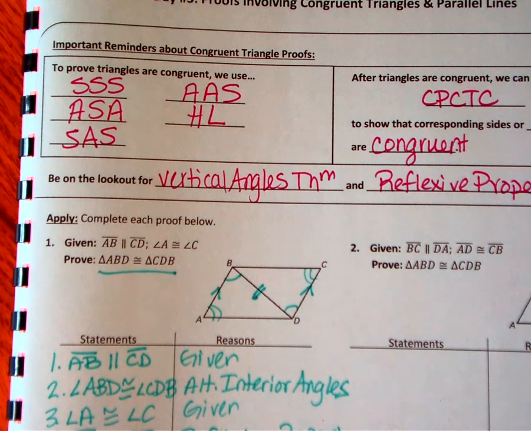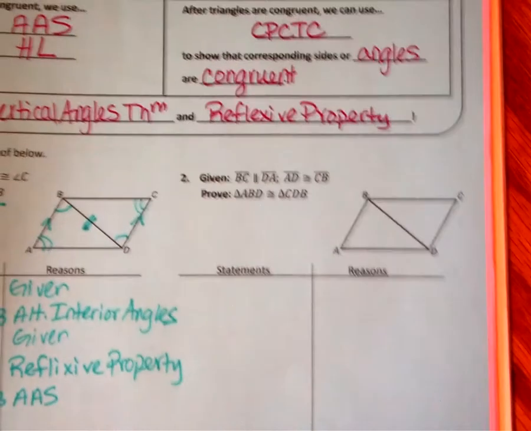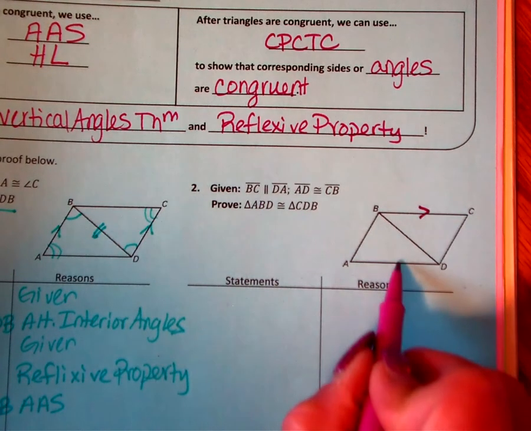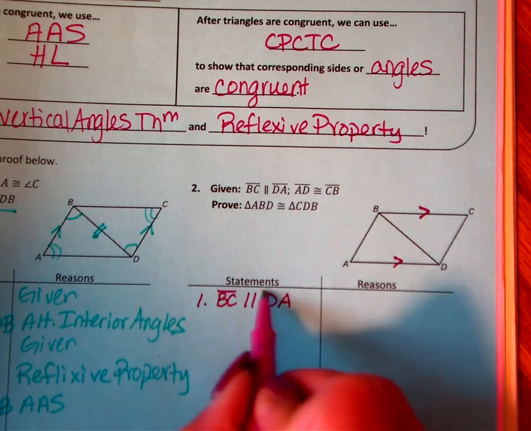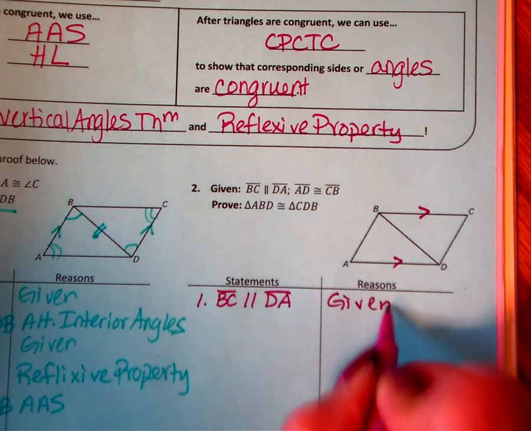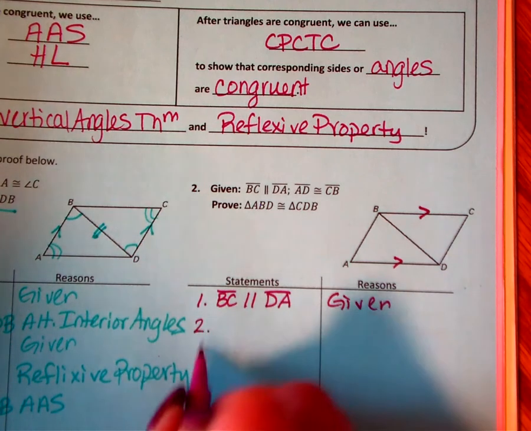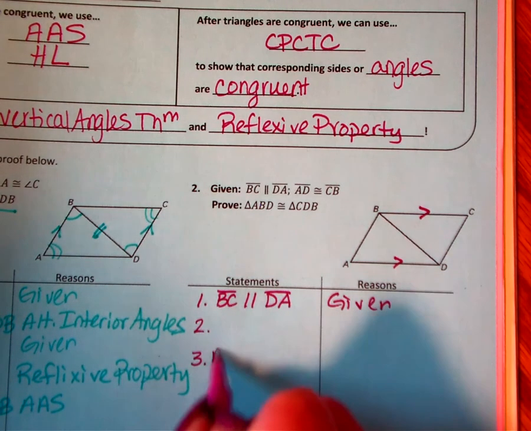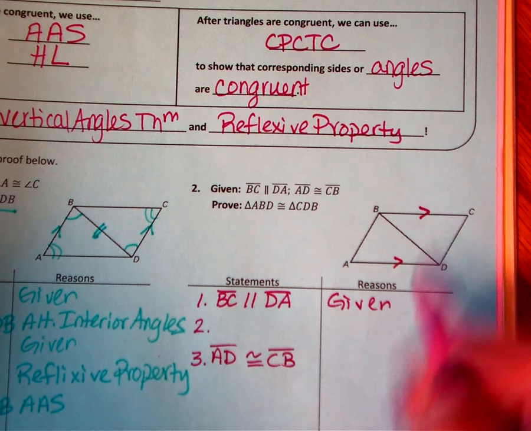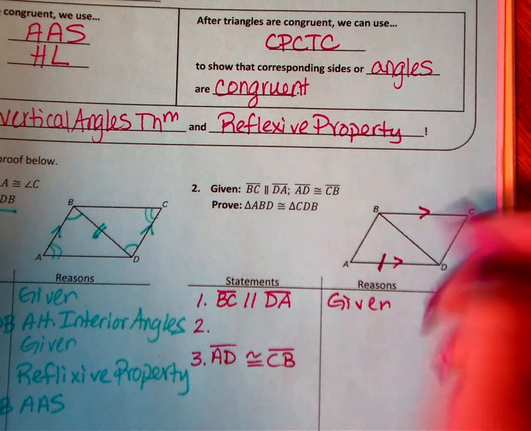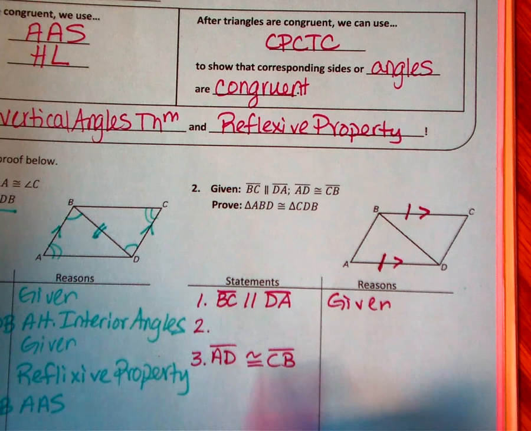Okay, next one, we're going to try to prove the two triangles are congruent again. So start with being given the two parallels. This time BC is parallel to DA. And again, if it helps, you want to go down here and put your AD congruent to CB. AD is congruent to BC. That is also a given.